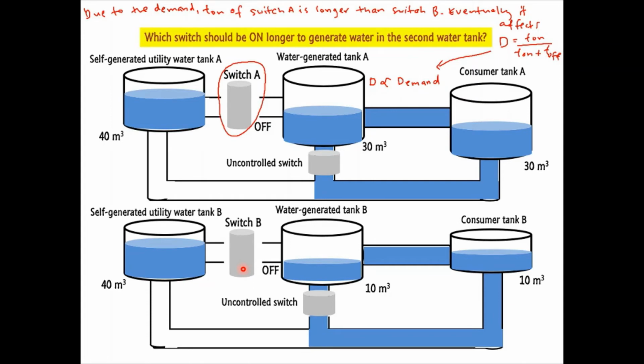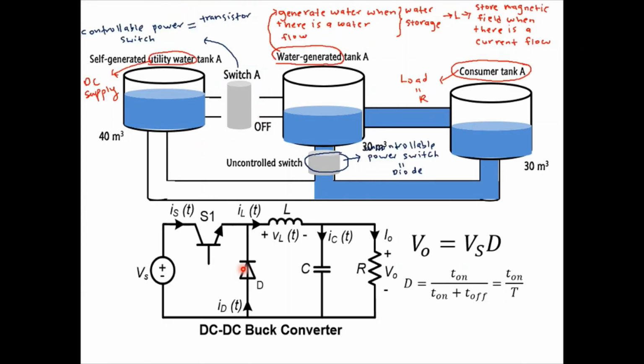Lastly, let us compare the system diagram with the circuit topology of the DC-DC buck converter. According to the equation, if Vs is constant, the output voltage is directly proportional to the duty cycle. Therefore, it verifies the conclusion made in this discussion.